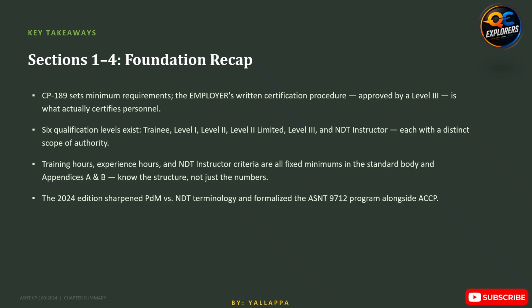Next, we've learned that CP-189 recognizes 6 qualification levels, each with clearly defined responsibilities. These include the trainee, Level 1, Level 2, Level 2 Limited, Level 3, and NDT instructor. Understanding the authority and limitations of each level is essential because many examination and interview questions focus on what each certification level is permitted to do.